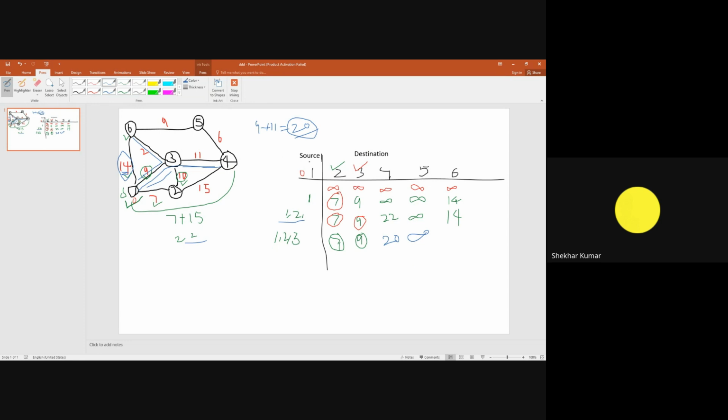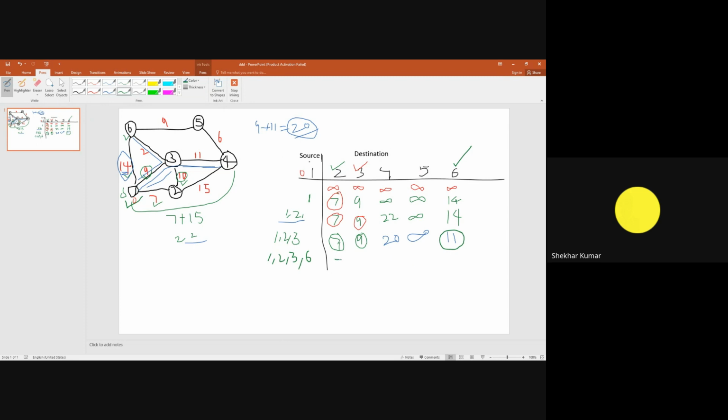Okay. 11 and 14, which was the minimum? 11 is minimum. So this 14 is now replaced with 11. Okay. Now I will select the next minimum in these three. The next minimum is 11 and the node is 6. So I have also traversed 1, 2, 3 and 6. Okay. Now we have only two vertices, that is 4 and 5.